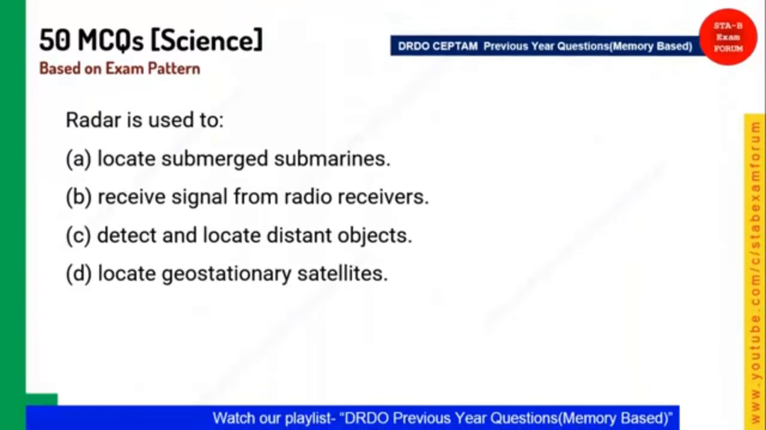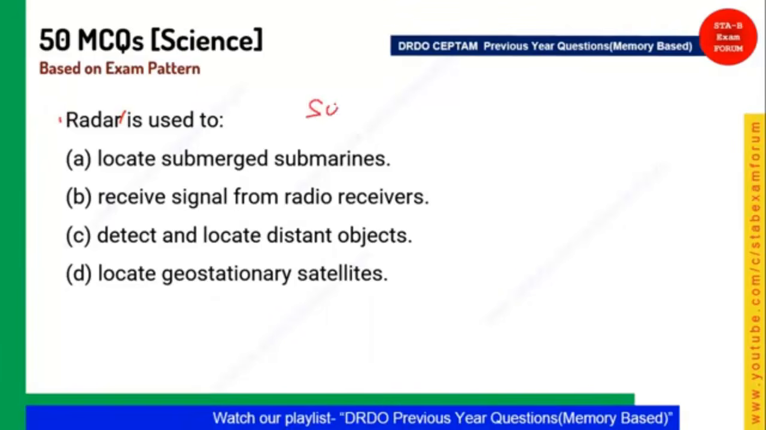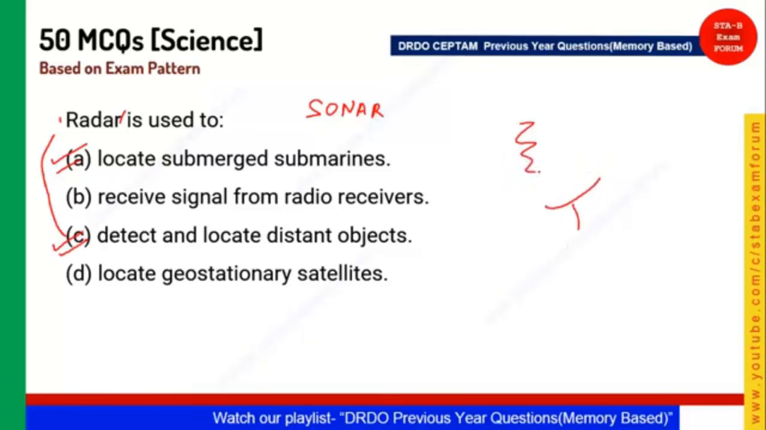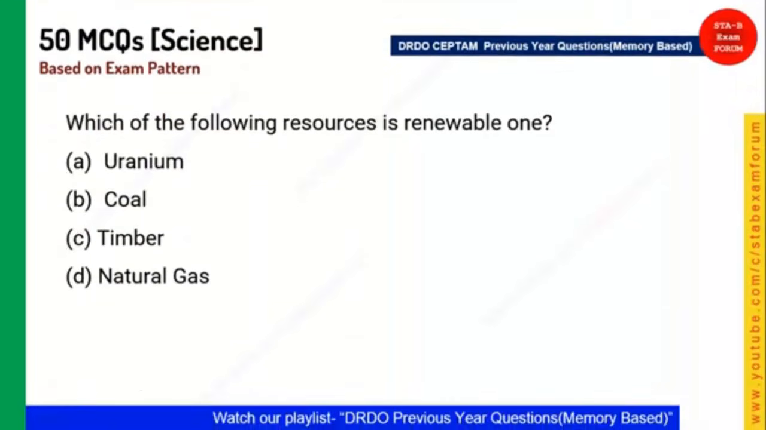Coming to the next question, student, you have heard this terminology radar. What does this radar mean? There are two things, radar and sonar. Sonar is sound navigation and ranging. Radar is radio detection and ranging. Sonar is used to detect and locate submerged submarines, whereas radar is used to detect and locate distant objects. This is a radar, so it will track anything that flies. So radar is generally used to locate distant objects. So option C is the correct answer.